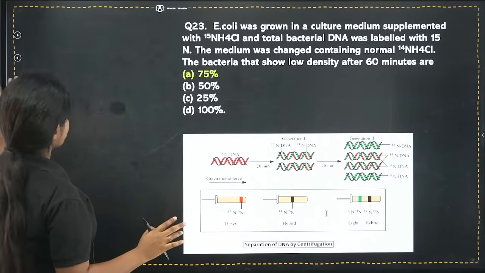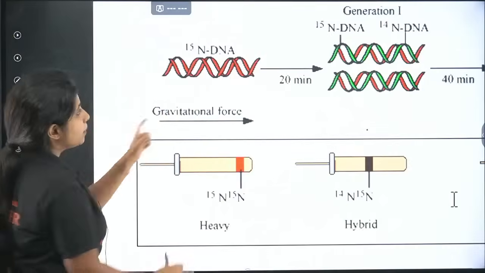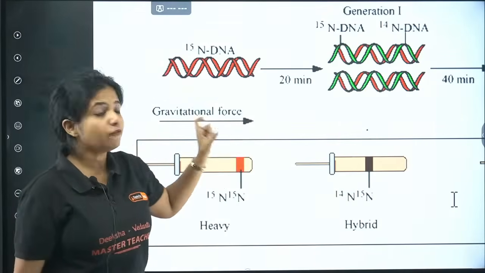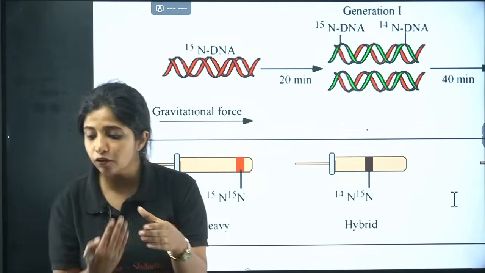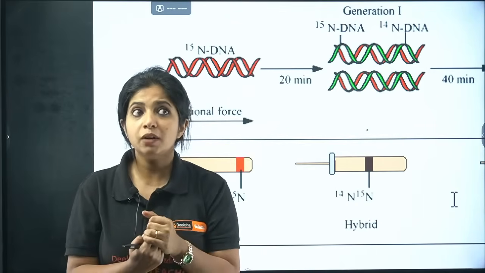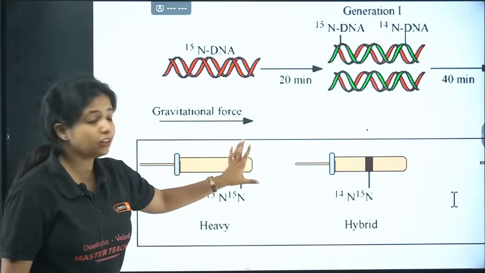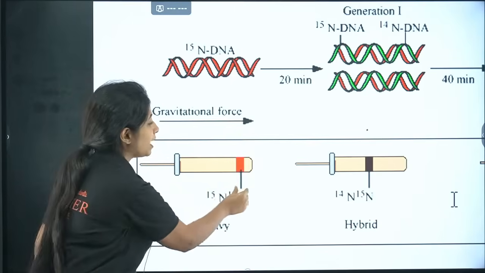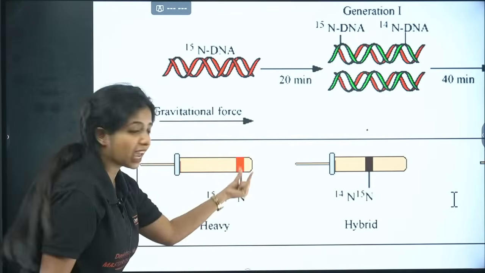So what we have done as of now is, first, we grew it in a medium that was containing N15 only, which is why both the strands of the DNA have N15, N15. Now we centrifuged it in what? Cesium chloride, CsCl. What happened when we centrifuged it? We found a heavy band. Why? Because N15 is a heavy isotope. So we found a heavy band.